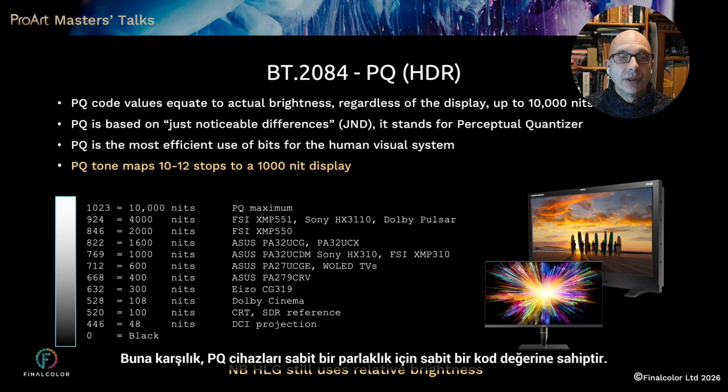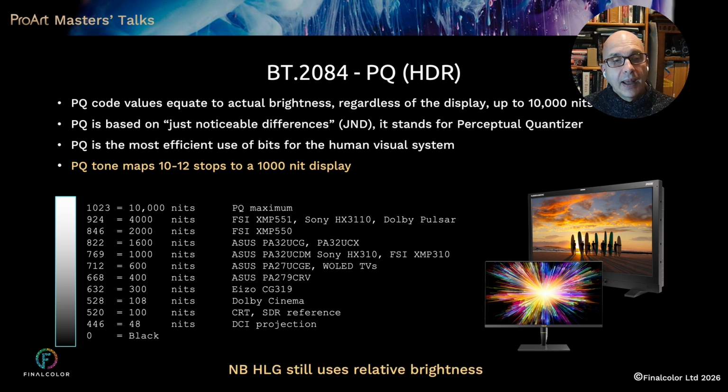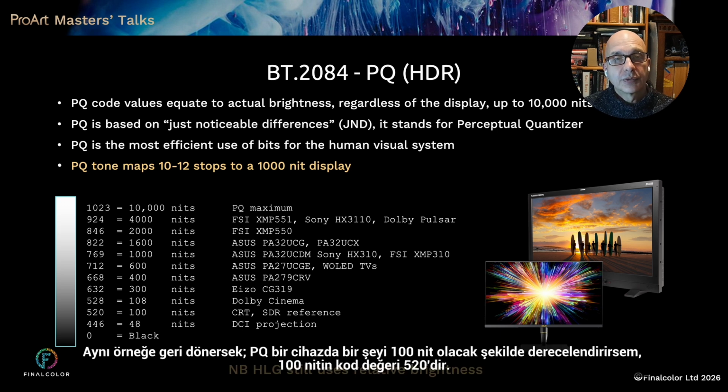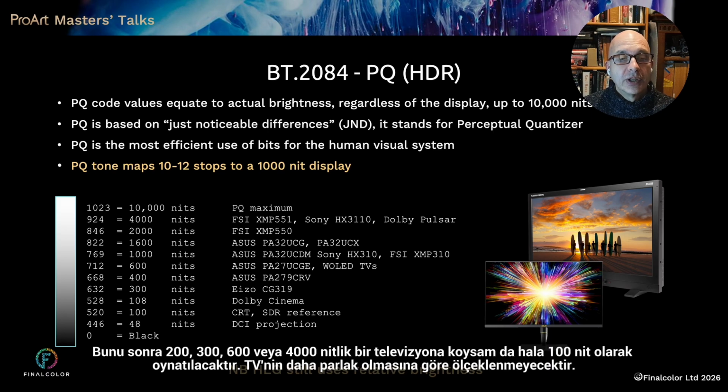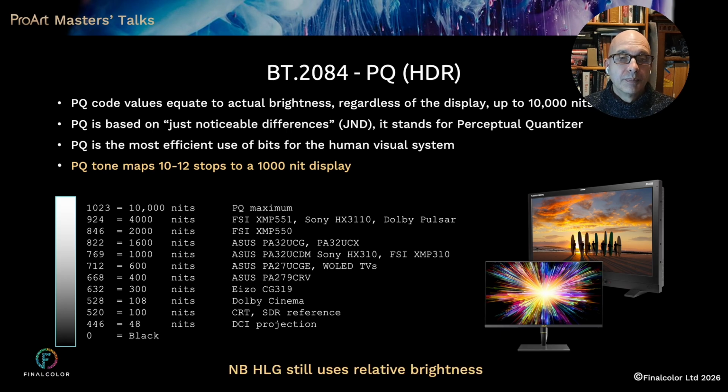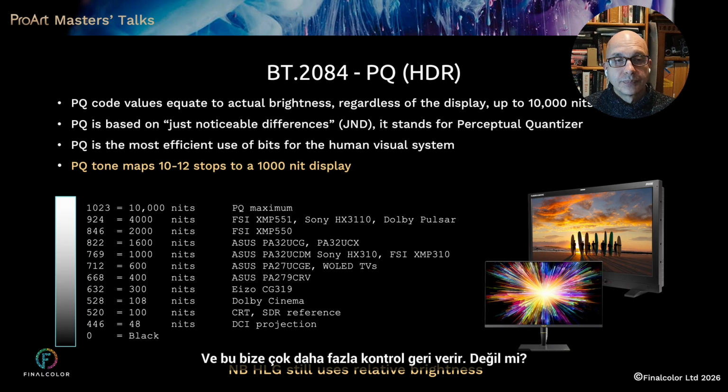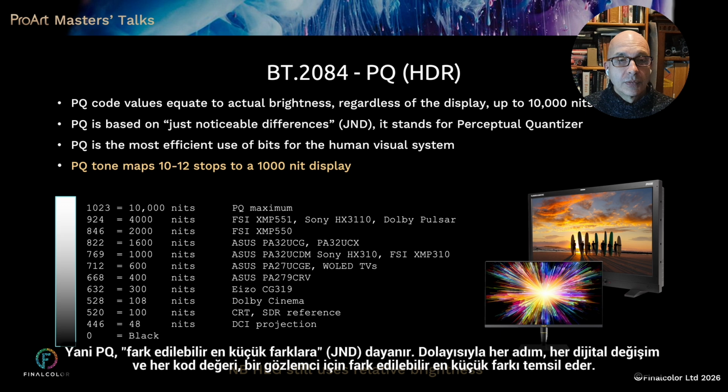In contrast, the PQ devices have a fixed code value for a fixed brightness. So if I go back to the same example and I grade something on a PQ device to be 100 nits, well, 100 nits has a code value of 520. If I then put it on a 200 nit, 300 nit, 600 nit, 4000 nit television, it will still play at 100 nits. It won't scale based on the TV being brighter. And that gives us back a lot more control, right?